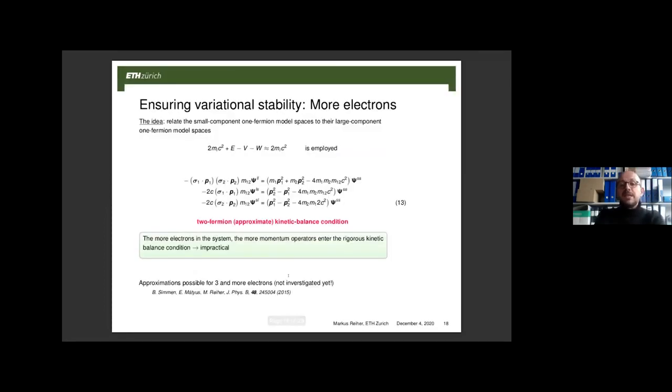Now we can derive the kinetic balance condition for these two electrons, and you can see already from these equations that they are much more complicated than what you have seen in the orbital picture. Right? And that's actually a problem. So while we can handle these equations for two particles, going to 3 particles and 4 particles will be a problem. It might be possible to use some approximations here, but that has not been investigated yet.